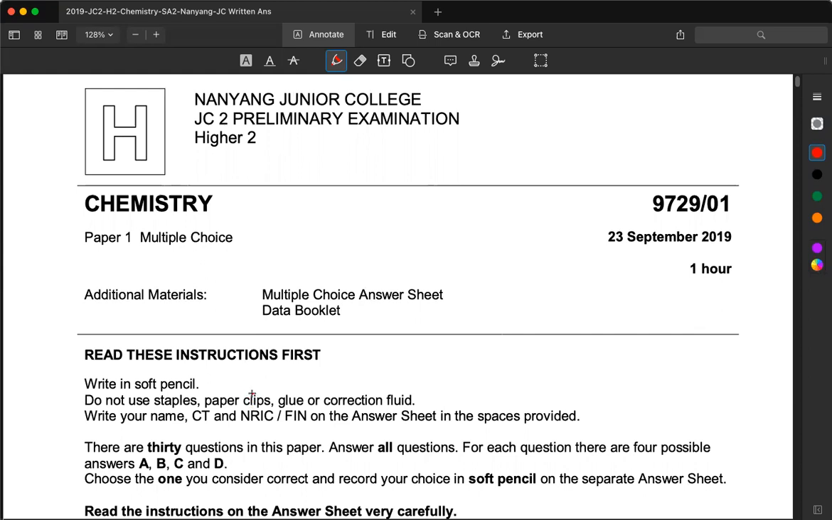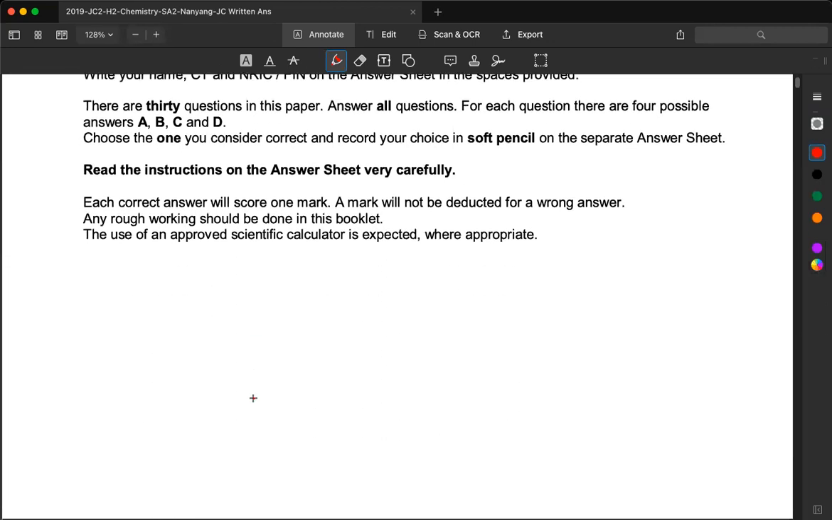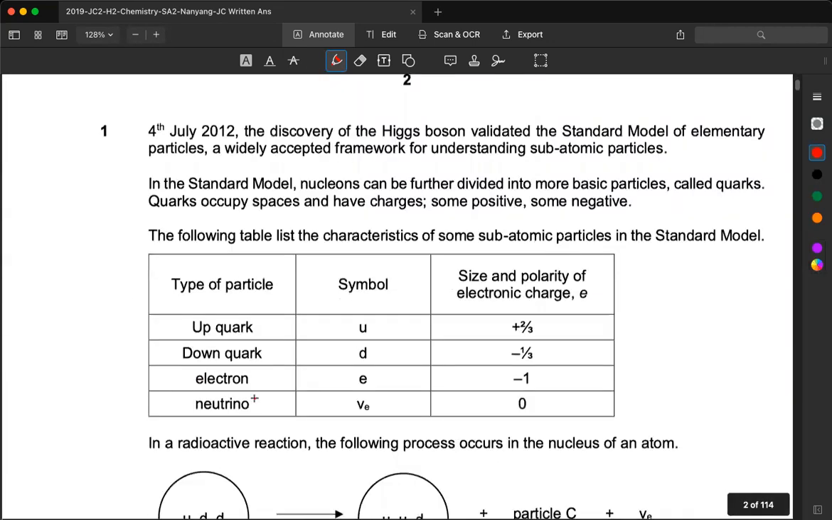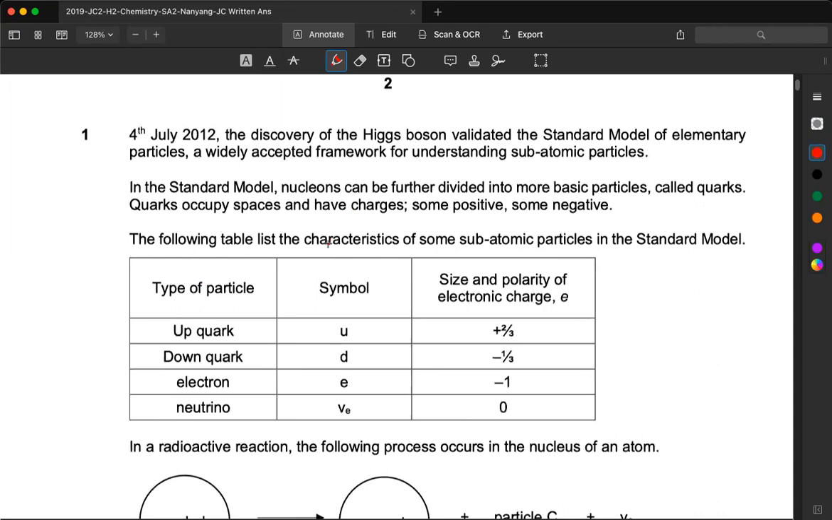There are a total of 4 papers in the A-level chemistry, 9729 version, that is the Singapore Cambridge version. For paper 1, we have a total of 30 questions in the current syllabus. The range of topics is all the way from atomic structure to the last topic, organic chemistry, which is nitrogen compounds. So this is the first question on atomic structure.